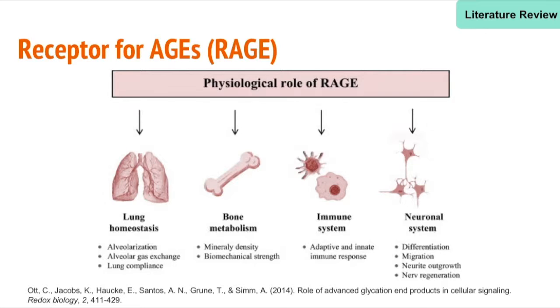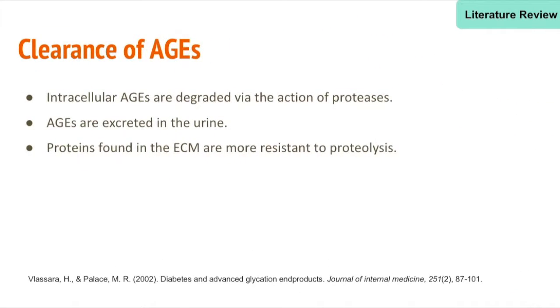There must be a balance in the amount of AGEs so that homeostasis is achieved. Thus, we need a system to clear excess and unwanted AGEs. Intracellular AGEs are degraded via the action of proteases. Then, they are released into blood plasma where they are filtered into the kidneys. AGEs are then excreted in the urine.